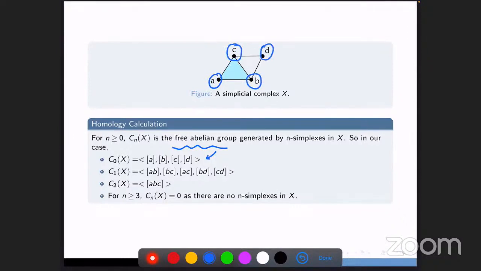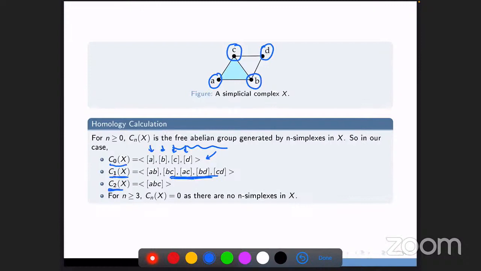So this free abelian group is generated by these 4 generators. Okay, one dimension higher, we have these AB, BC, AC, CD line segments here, right? The one simplexes, and this C1X is a free abelian group generated by these one simplexes. And the second one, sorry, C2X is generated by 2 simplexes, which is we only have ABC.